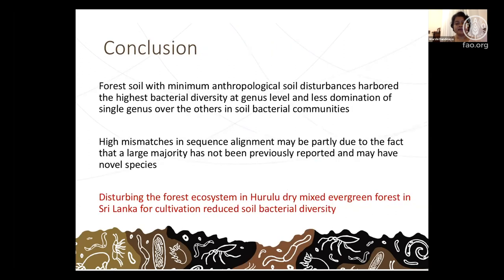So what our study indicated, in conclusion, is that the forest soil with minimum anthropogenic disturbance harbored the highest bacterial diversity at genus level and less domination of a single genus over others in soil bacterial communities. And high mismatches in sequence alignment may be partly due to the fact that a large majority has not been previously reported and may include novel species as well. So it may not necessarily be totally because of data analysis errors in next generation sequencing. And also, disturbing the forest ecosystems in Hurulu dry mixed evergreen forest in Sri Lanka for cultivation has reduced soil bacterial diversity.